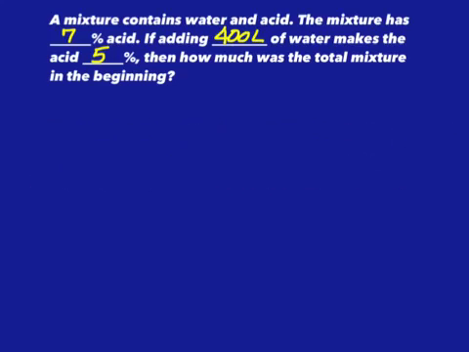Another example. A mixture contains water and acid. The mixture has 7% acid. If adding 400 liters of water makes the acid 5%, then how much was the total mixture in the beginning? As with the other problems, you start by multiplying the total of the original mixture by the percent of acid. But we don't know the original total, so we make it x. But we still multiply it by 0.07 and make a note that this stands for acid in liters.